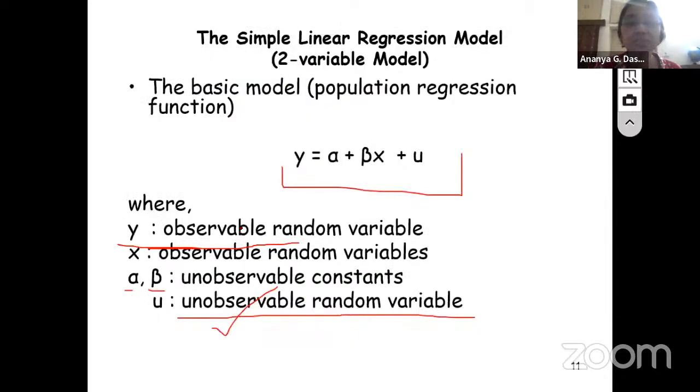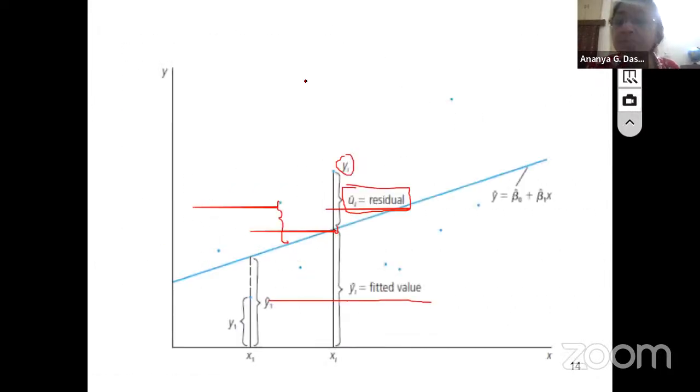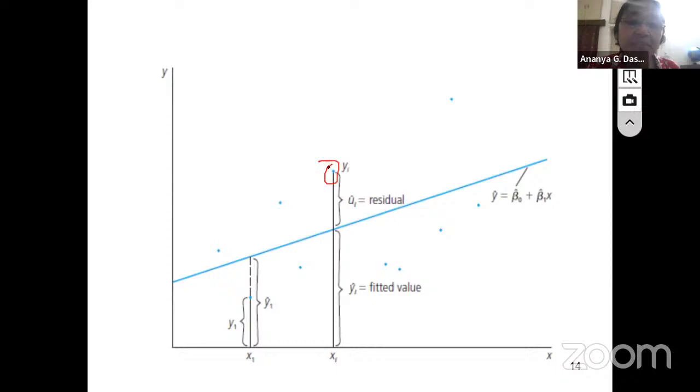So I'll just show you the residuals so far as the theory is concerned. So these are the residuals in theory, okay? This is an actual data point. This is a point on the line, and this is a residual, which is the difference between the actual data point and the fitted value or the predicted value, right? That's one way of looking at it.